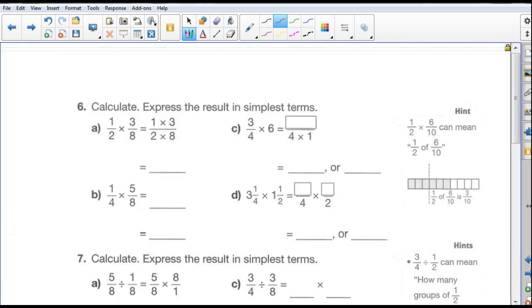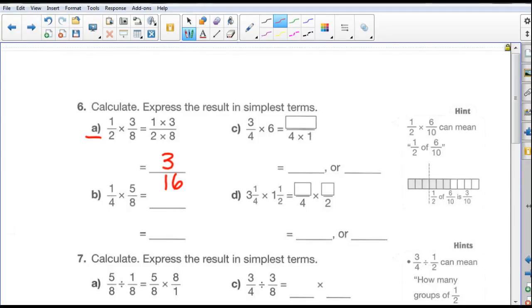So that was adding and subtracting. Now let's do multiplying and dividing fractions. Well, multiplying and dividing fractions are a little bit easier than adding and subtracting. We have 1/2. Let's do A here. 1/2 times 3/8. All I do is I multiply everything on the top by everything on the bottom. So 1/2 times 3/8 is just 1 times 3, which is 3, and 2 times 8 is 16.